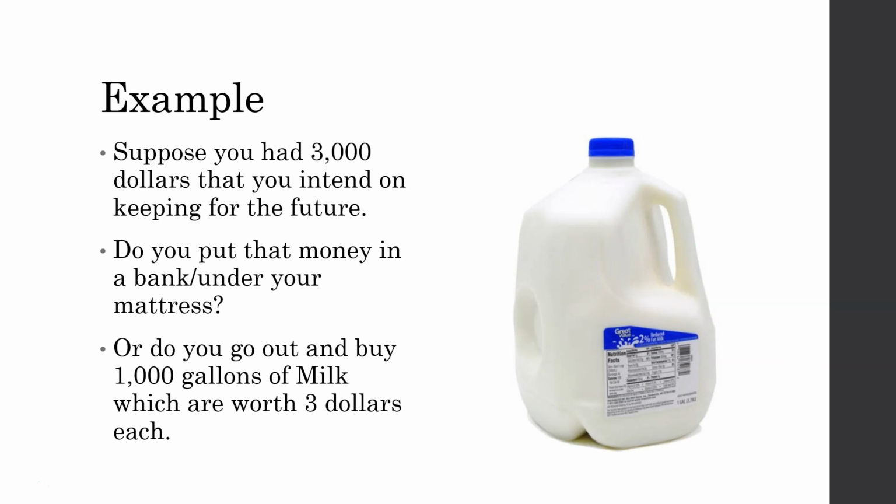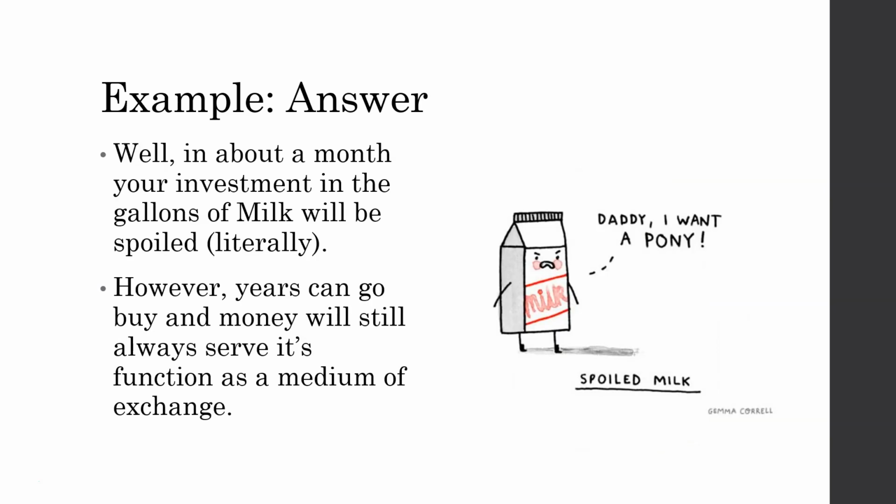Suppose you had $3,000 that you intend on keeping for the future, and you're thinking, what can I use this $3,000 for? And in the future, I can use that to get my $3,000 back. Do you put all that money in a bank or maybe under your mattress if you don't trust the bank, like Mr. Krabs from SpongeBob? Or do you go out and buy 1,000 gallons of milk, which are worth $3 each? In theory, 1,000 gallons of milk is worth $3,000, but in reality, milk has a shelf life.